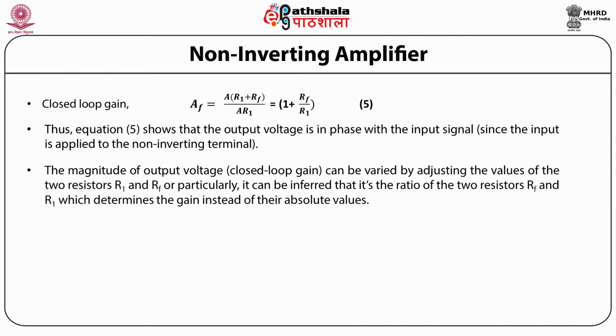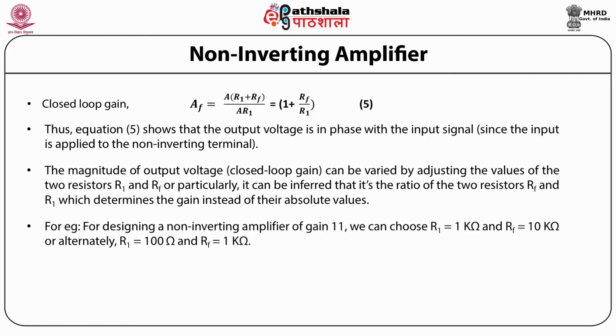The magnitude of output voltage, that is the closed loop gain, can be varied by adjusting the values of the two resistors R1 and Rf. In particular, it is the ratio of the two resistors Rf and R1 which determines the gain instead of their absolute values. For example, for designing a non-inverting amplifier of gain 11, we can choose R1 to be 1 kilo ohm and Rf to be 10 kilo ohm. Or alternately, we have a choice of R1 to be 100 ohms and Rf to be 1 kilo ohm. Therefore, it is mainly the ratio which controls the gain of the amplifier.